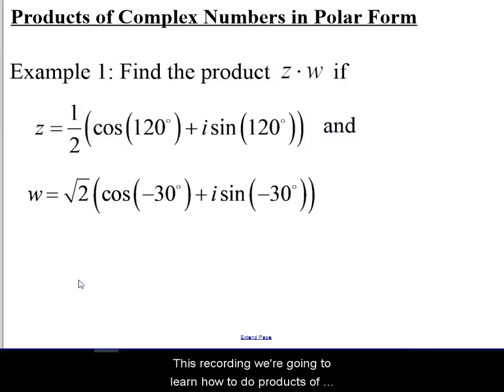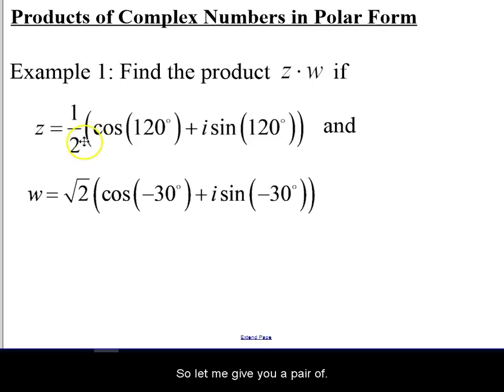In this recording, we're going to learn how to do products of complex numbers that are presented in polar form, and then we're going to convert them into rectangular form. So, for example, I may give you a pair of complex numbers, z and w. We can see the r and we can see the theta. And how in the world would we multiply such things?